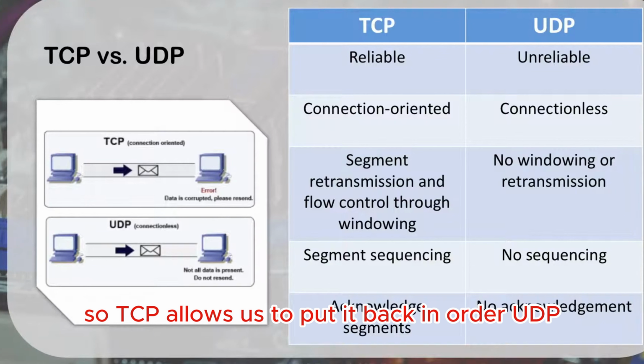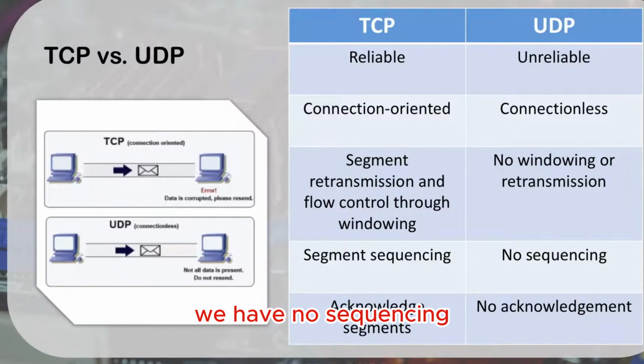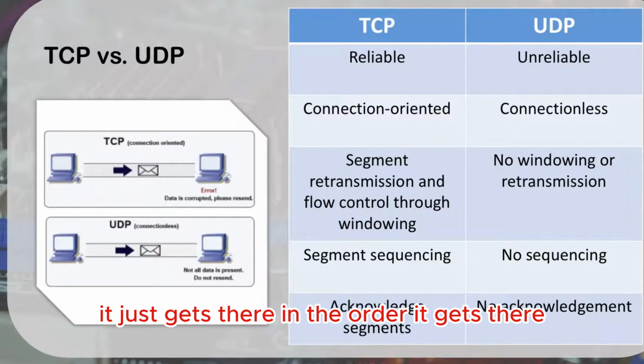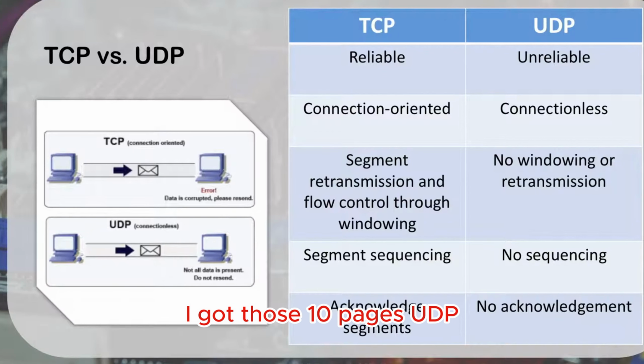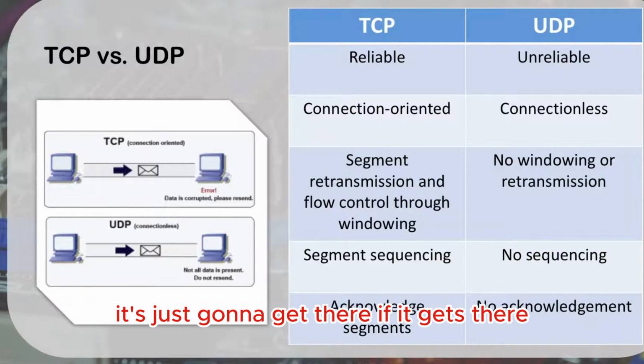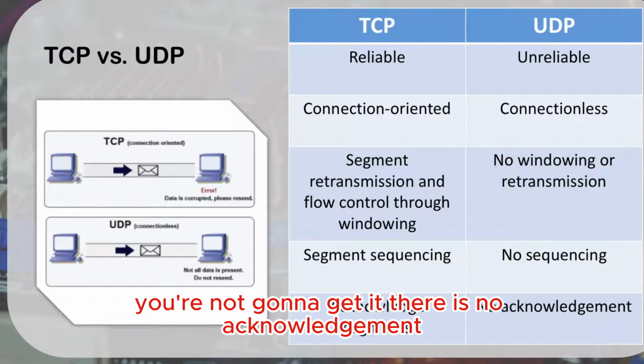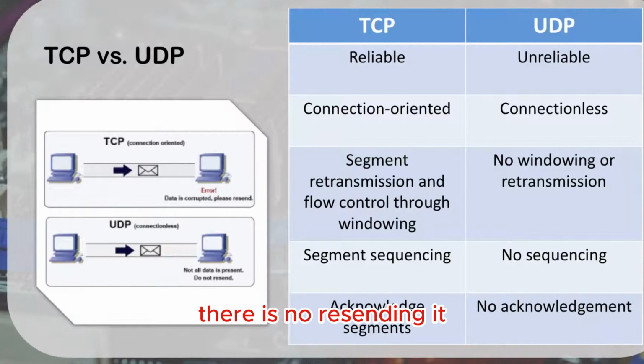So TCP allows us to put it back in order. UDP, we have no sequencing. It just gets there the order it gets there. And again, with TCP, we acknowledge the segment, say, yes, I got those 10 pages. UDP, it's just going to get there if it gets there, and if it doesn't, you're not going to get it. There's no acknowledgement. There is no resending it.